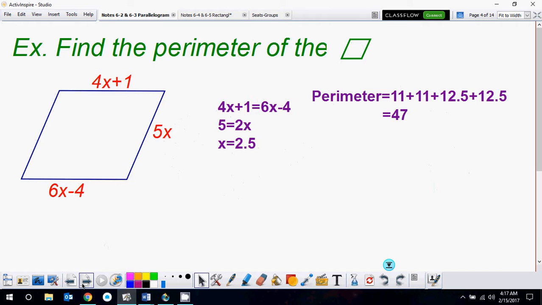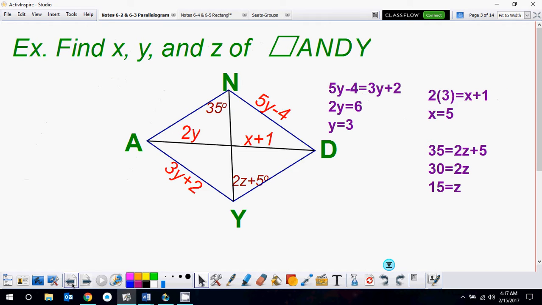For the next example, I want you to go ahead and try it. Remember what you know about opposite sides in a parallelogram. And then once you've had some time to try that, go ahead and continue on with the video.